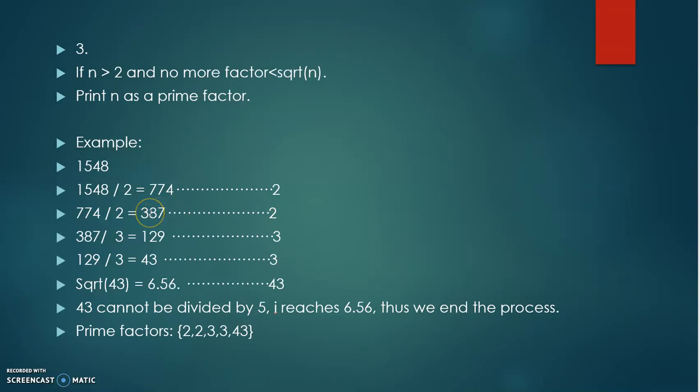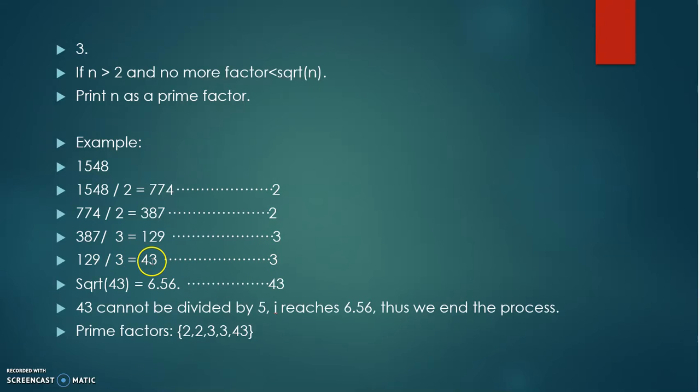So 387 is not even, it is an odd number. After this, we divide 387 by 3, and we got 129. It is divisible by 3, so we print the 3 in the list, and we keep dividing by 3, and we get 43. 129 is divisible by 3, so we print another 3.